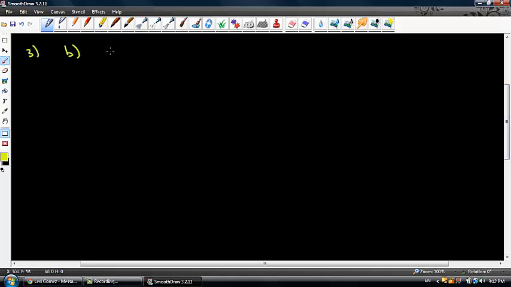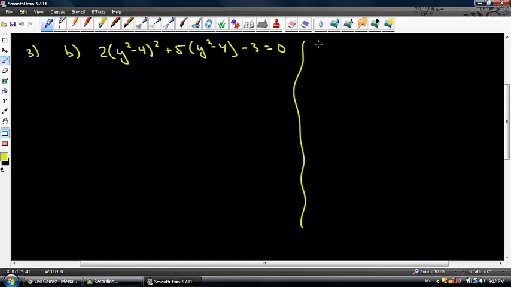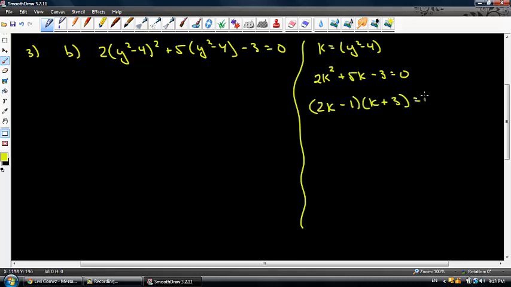So anyway, 3b is 2 parentheses y squared minus 4 squared plus 5 times y squared minus 4 minus 3 equals 0. Okay, again, let's write this into something that we already know. So why don't we say let k equal y squared minus 4. So what I'm going to do is say 2k squared plus 5k minus 3 equals 0. I've just let k equal this y squared minus 4. So again, you wouldn't think twice about how to factor this thing. It would be 2k minus 1 times k plus 3.